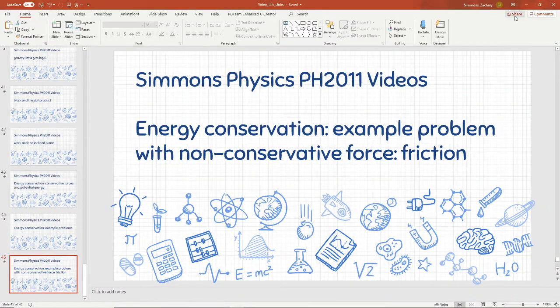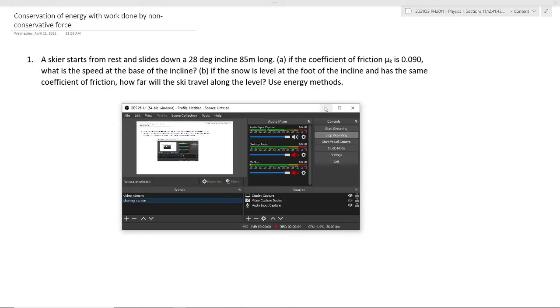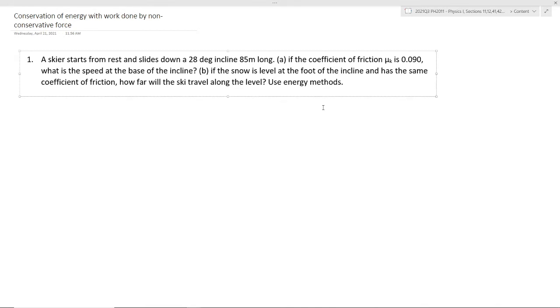Hey, Physics 2011 students. I wanted to post one additional problem that involves energy conservation when you have a non-conservative force, just to flesh out your available example problems. Some of us talked about this in some of the sessions, but not all of the sessions, so I wanted to make sure that you had access to that.